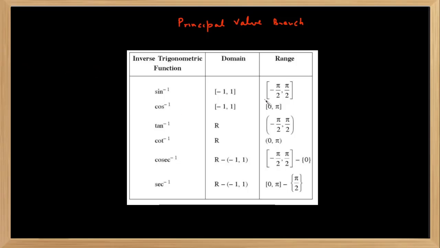Now you can divide these into two groups. One group is the -π/2 to π/2 group. In these three, -π/2 to π/2 appears, and in the other three, 0 to π appears. So this will be very helpful. We'll be exploring this aspect in the next video.